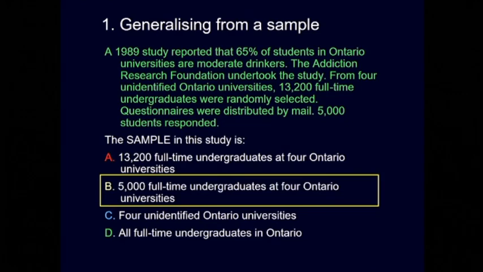Those are like the people in the opinion poll who hung up the phone and said, no, I'm not taking part. We don't know anything about the people who didn't return the questionnaire. Only 5,000 returned the questionnaire, so that's the sample. They were taken from 4 Ontario universities, so C is close, but it's the students in the sample that we're interested in.